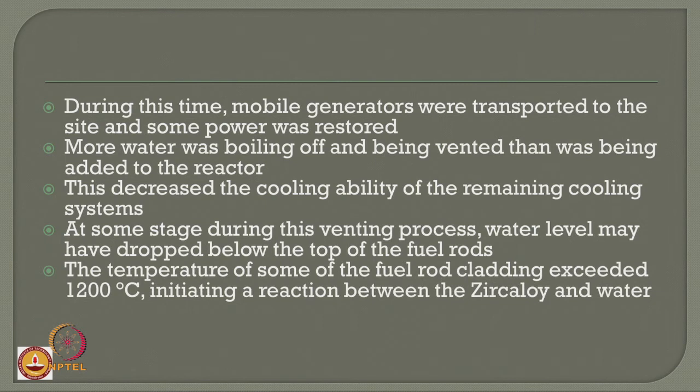The temperature of some of the fuel rods exceeded even 1200, initiating a reaction between the zircaloy and water. Zircaloy, remember, is the second level of containment. Even that started melting because the temperature was not coming down. Therefore, they wanted more water to cool down the reactor.